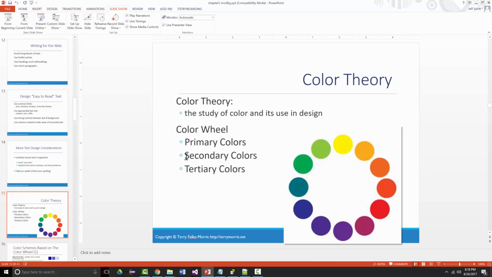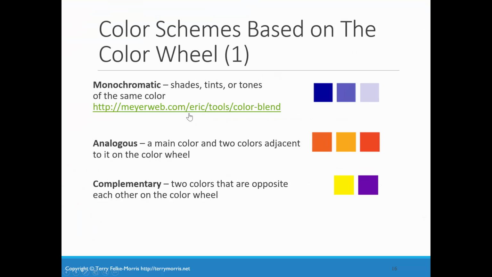Color theory is an important concept: the study of color and its use in design. Primary colors, secondary colors, and tertiary colors. How should you do this? All right, they talk about monochromatic, analogous, and complementary.